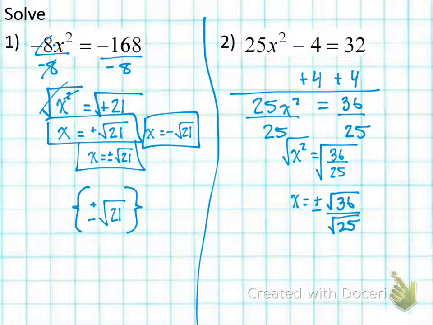Square root of 36 is 6. Square root of 25 is 5, so it's going to be 6 over 5. Is it okay to leave your answer as an improper fraction? Yeah, improper fractions are okay.